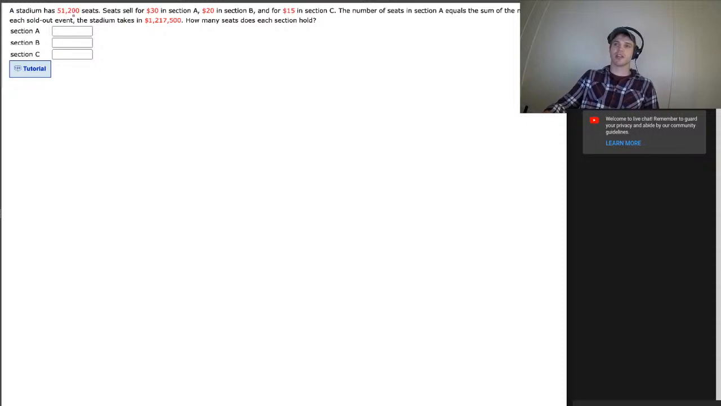So it says a stadium has 51,200 seats. Seats sell for $30 in section A, $20 in section B, and $15 in section C. The number of seats in section A equals the sum of the number of seats in section B and C. For each sold out event, the stadium takes in $1,217,500. How many seats does each section hold?